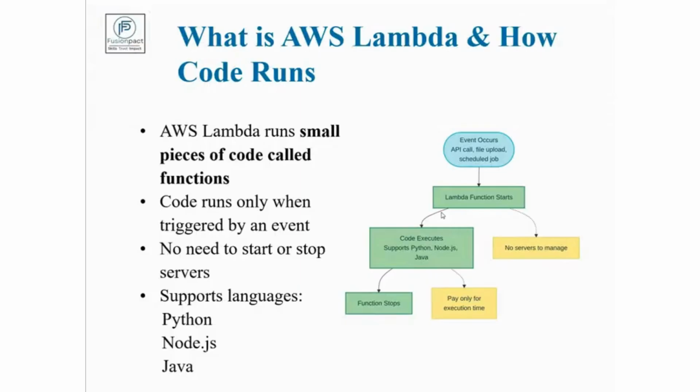AWS Lambda executes code in response to an event. An event can be an API call, a file upload, or anything. When the event happens, AWS starts the Lambda function and runs the code, and then it stops. We only pay for the execution time. There are no always-running servers like EC2, and no need to start or stop the services. It will do everything.